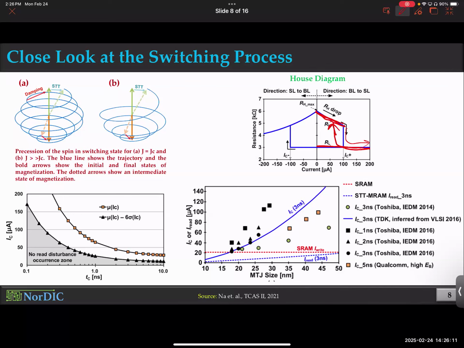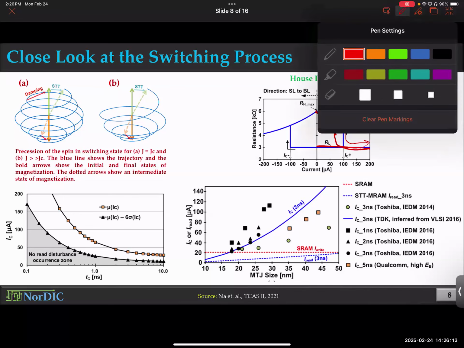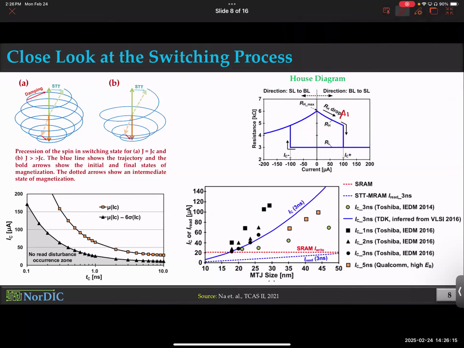Think. Why are we showing just this? This is anti-parallel, as you all agreed, high resistance. This is parallel. Why am I showing only anti-parallel to parallel read? Or sorry, anti-parallel to parallel write or switching? Why am I not showing parallel to anti-parallel switching?